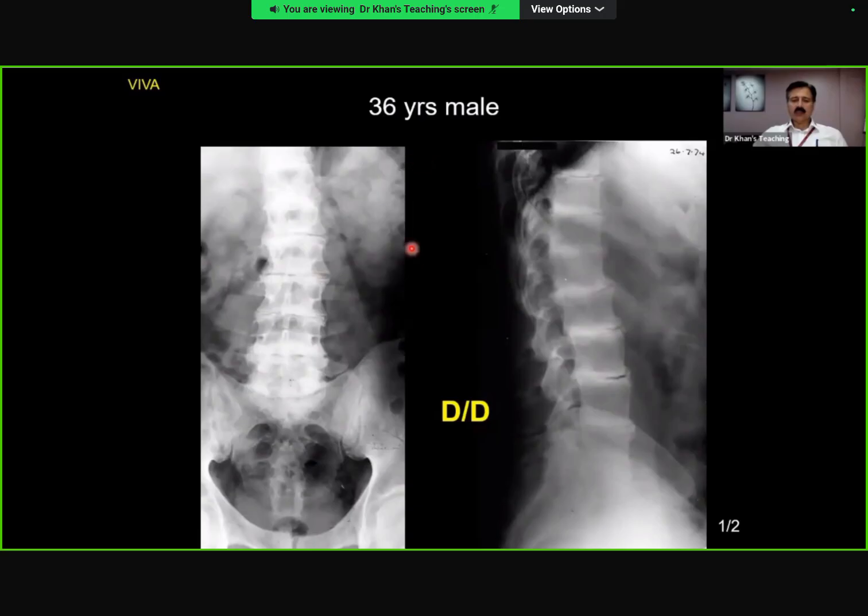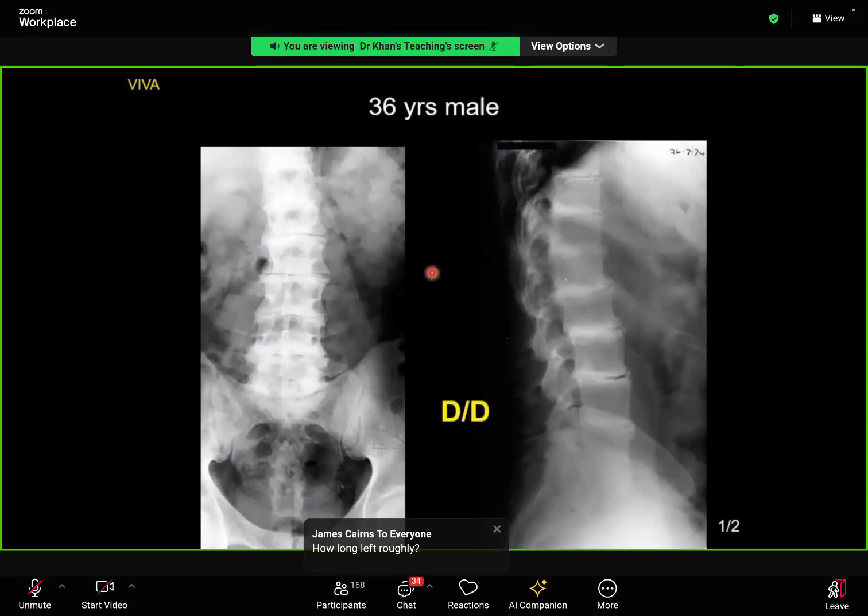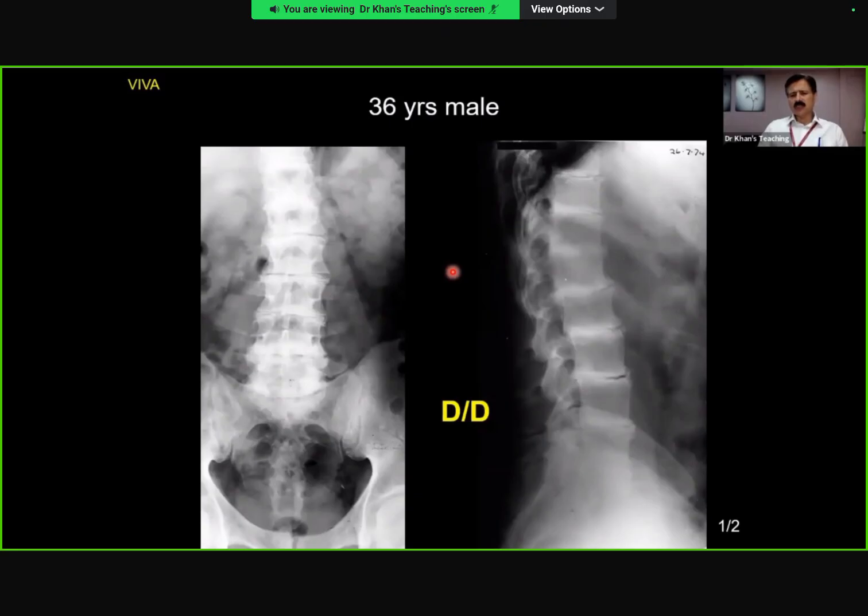What will be your differential, in a 36-year-old? It will be like in ankylosing spondylitis, but no, this is not the age, and other findings as well. I can have Alkaptonuria or ochronosis as a differential in this. For the ankylosing spondylitis. Okay, good. We stop.